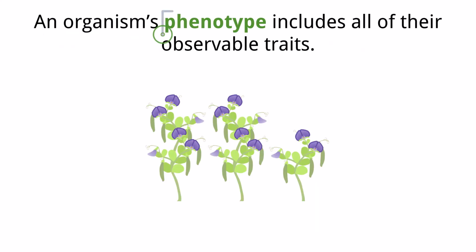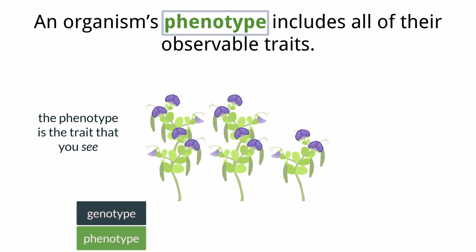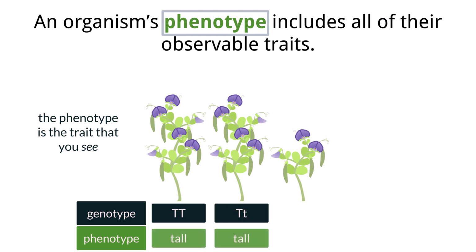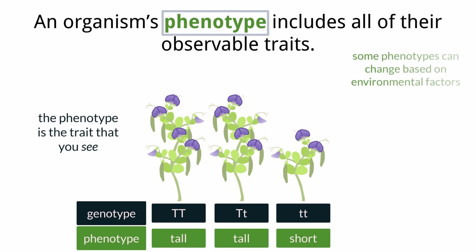The phenotype is the observable trait of an organism based on the genotype. In other words, the phenotype is what you see. For example, in a plant with a genotype of uppercase T, or uppercase T, lowercase t, you will see the phenotype of tall plants, because there is at least one dominant allele present in each genotype. If the genotype is lowercase t, the phenotype is a short plant because it only has the recessive short alleles. There are some phenotypes that can change due to environmental factors and others that are controlled by genetics alone.